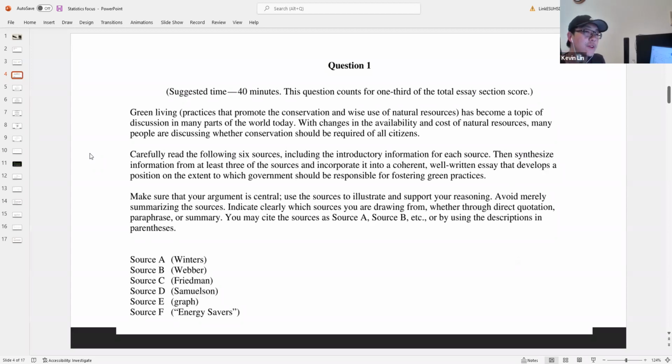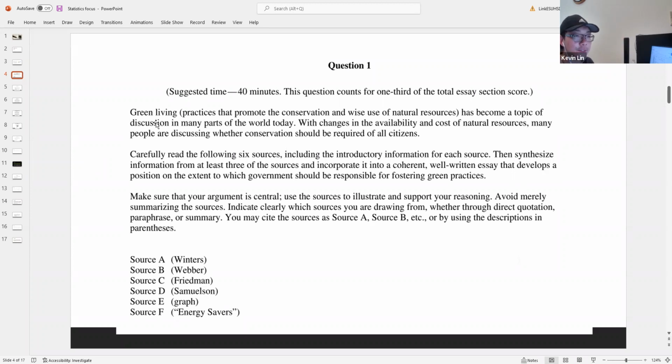Carefully read the following 6 sources, including the introductory information for each source, then synthesize information from at least 3 of the sources and incorporate it into a coherent, well-written essay that develops a position on the extent. So extent, meaning a lot, a little, none, whatever, the extent to which government should be responsible for fostering green practices. So government, now they're on the scope here. Should they be responsible for fostering green practices, which means to encourage, to push for? Yes, no, maybe, whatever. You're looking at a spectrum of the extent, right? And that's your argument here.